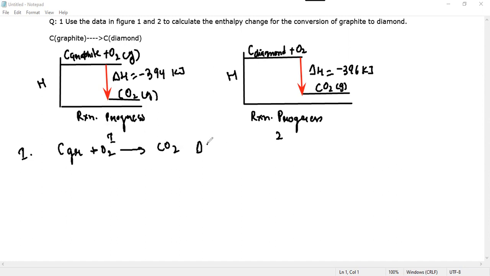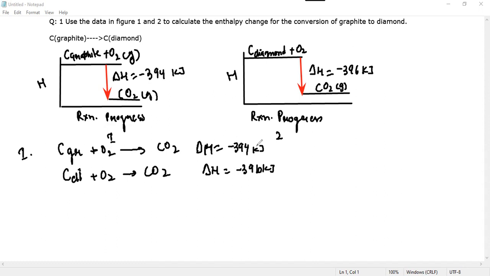And what is the delta H value? So when you write the thermochemical equation, from our previous lectures you might know that we write the delta H value, the heat enthalpy change that is involved in this reaction. So this is your step number one. And then we have to do the same thing for your diamond. So I will write C Di plus O2, it becomes CO2. And what is the delta H involved? Negative 396 kilojoules. So this is the first step you are going to do, to write the thermochemical equations.